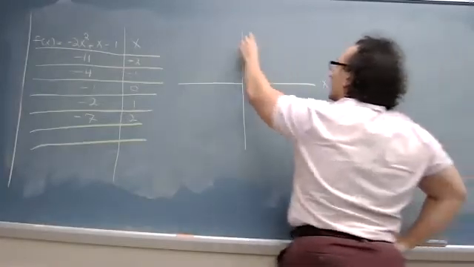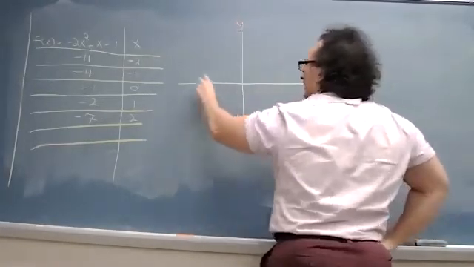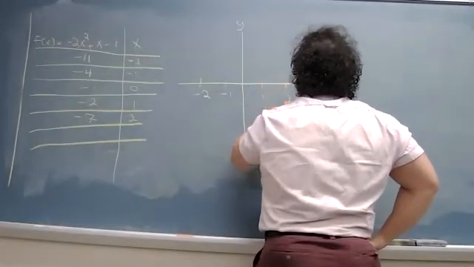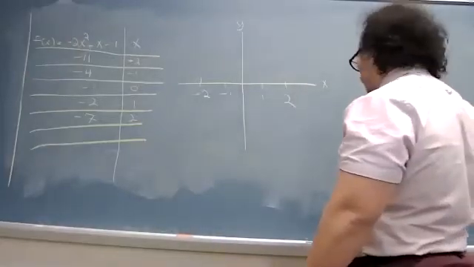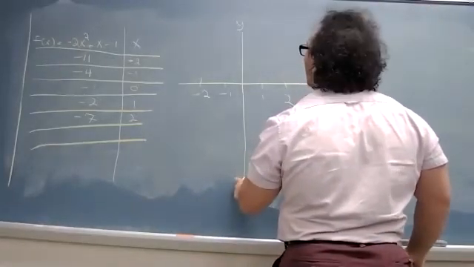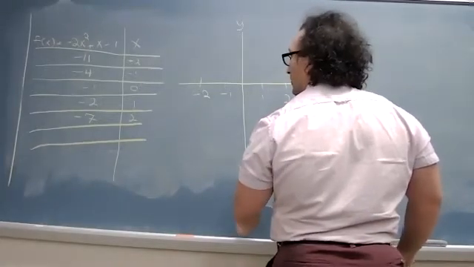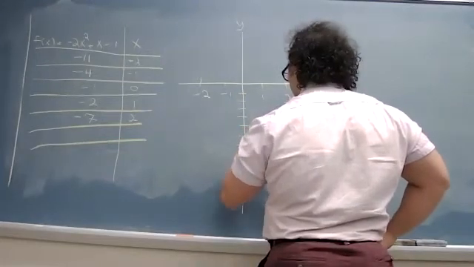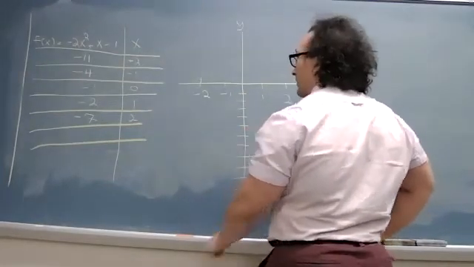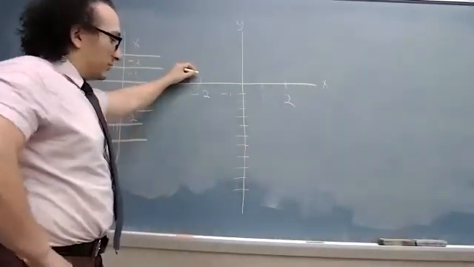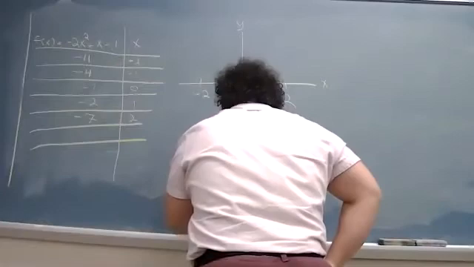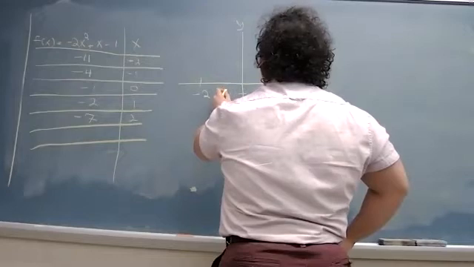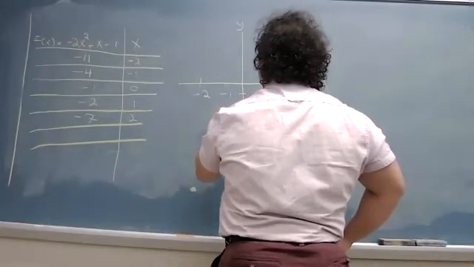Here's our x, and here's our y. So we got -2, -1, 1, 2. And what are we going to plot? Well, this function has a lot of large negative values. So we got 1, 2, 3, 4, 5, 6, 7, 8, 9, 10, 11. So this is -11 down here. So I go to -2, I find -11, and I put a dot. I go to -1, I find -4. 1, 2, 3, 4, I put a dot.